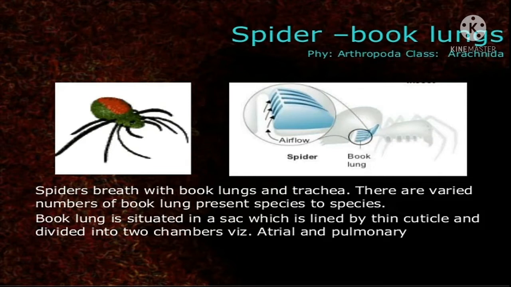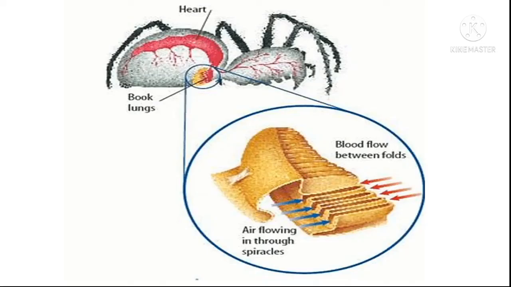The spiders are unique regarding their respiratory system. They are the only animal group that breathes simultaneously with the lungs and the trachea. Book lungs and the trachea. So this is how the book lungs look.